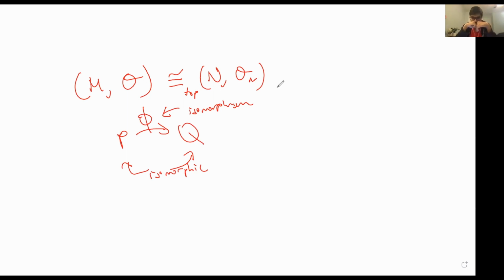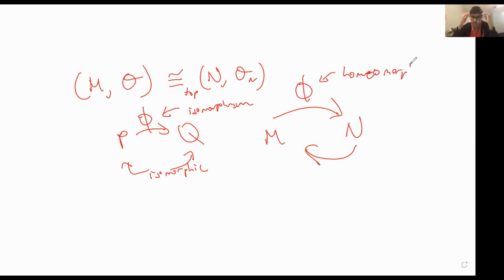The homeomorphism between topologies is literally just a bijection that is continuous, and its inverse is also continuous, and it preserves the relationship between open sets of M. So we have the M and M from before, and the phi that is homeomorphic, and homeomorphic just means it's continuous.